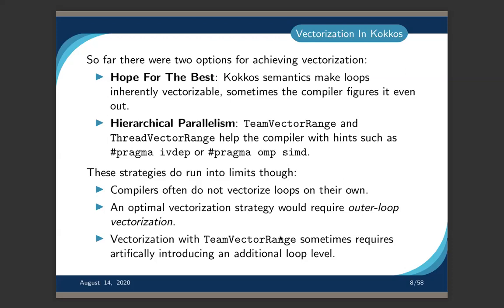Kokkos semantics generally make loops vectorizable, because we don't guarantee you order of execution or how much concurrency there is, so you can't legally write non-vectorizable code with Kokkos. If you think a bit harder about it, that's kind of nice. The problem is how to convey that to the compiler, and often the compiler doesn't figure it out. Sometimes it does, sometimes it doesn't. The other option is using hierarchical parallelism, where it gets a little bit more explicit with a team vector range and thread vector range, because there we help the compiler with hints such as pragma IVDEP and pragma OMP SIMD.